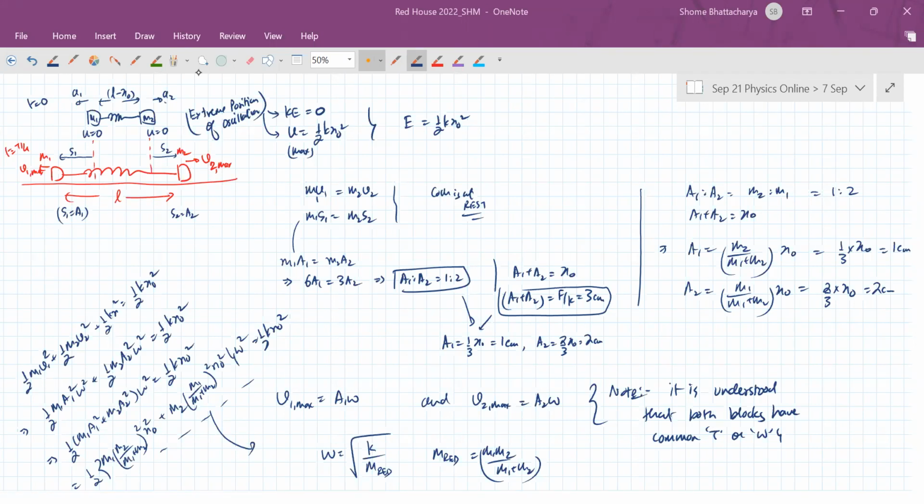And now I'm again using the work energy trick that when they come to the mean position, the initial potential energy half kx naught square is converted to kinetic energy. And in that kinetic energy, each one of their speeds is omega A1 and omega A2. So from that I can reduce and find the value of omega.